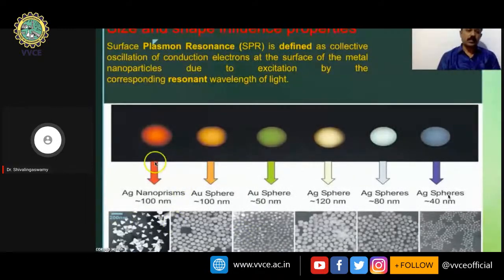You can notice that these are silver nanoparticles, and all these are gold nanoparticles. If we just look at the size, from 100 nanometer to 15 nanometer, if you just change it, you will see that the color changes. And again, this also depends on the shape, the geometry of the nanoparticles. So color is an important property, and it also depends on the size of the nanoparticles. That is why these materials are very important for us.